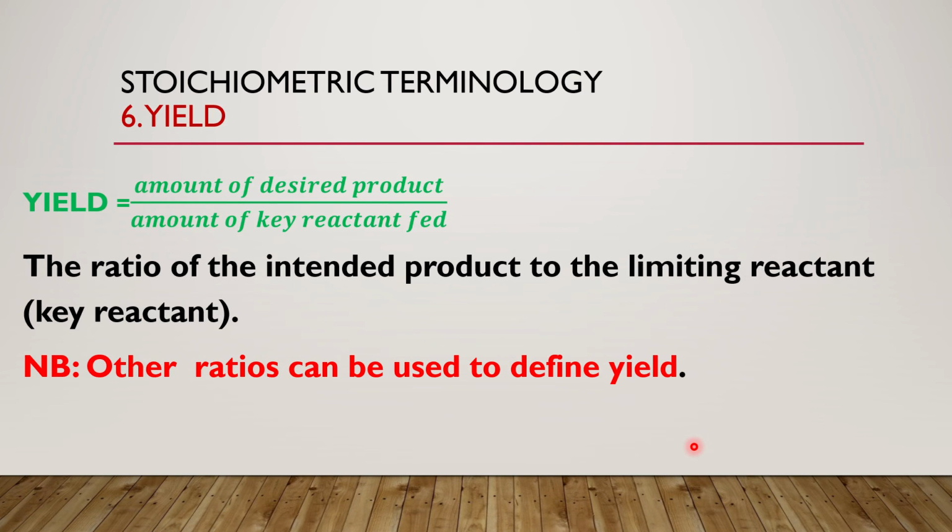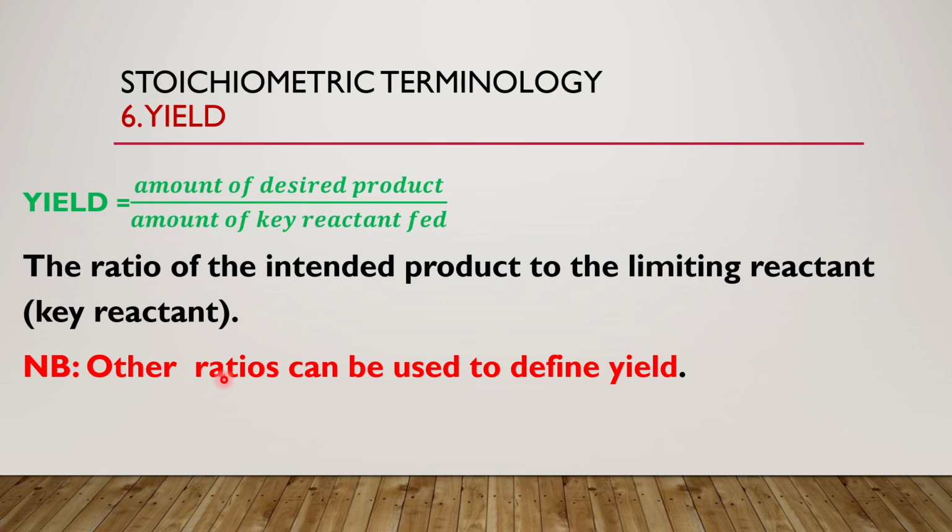Moving forward, we've got the yield as well. The yield is a ratio of the amount of desired product to the amount of the key reactant fed. When you speak of the key reactant fed, we also refer to the limiting reactant. The key reactant is the limiting reactant. That's very key to understand.